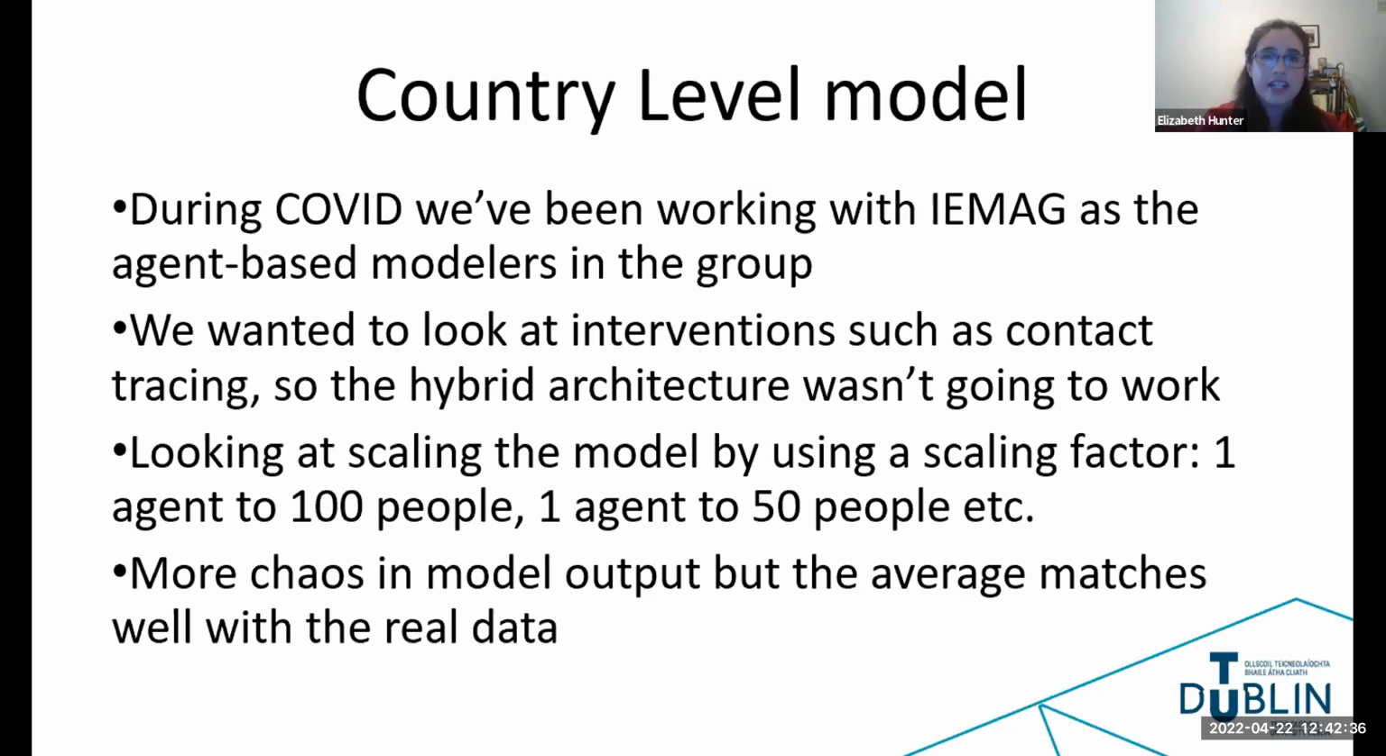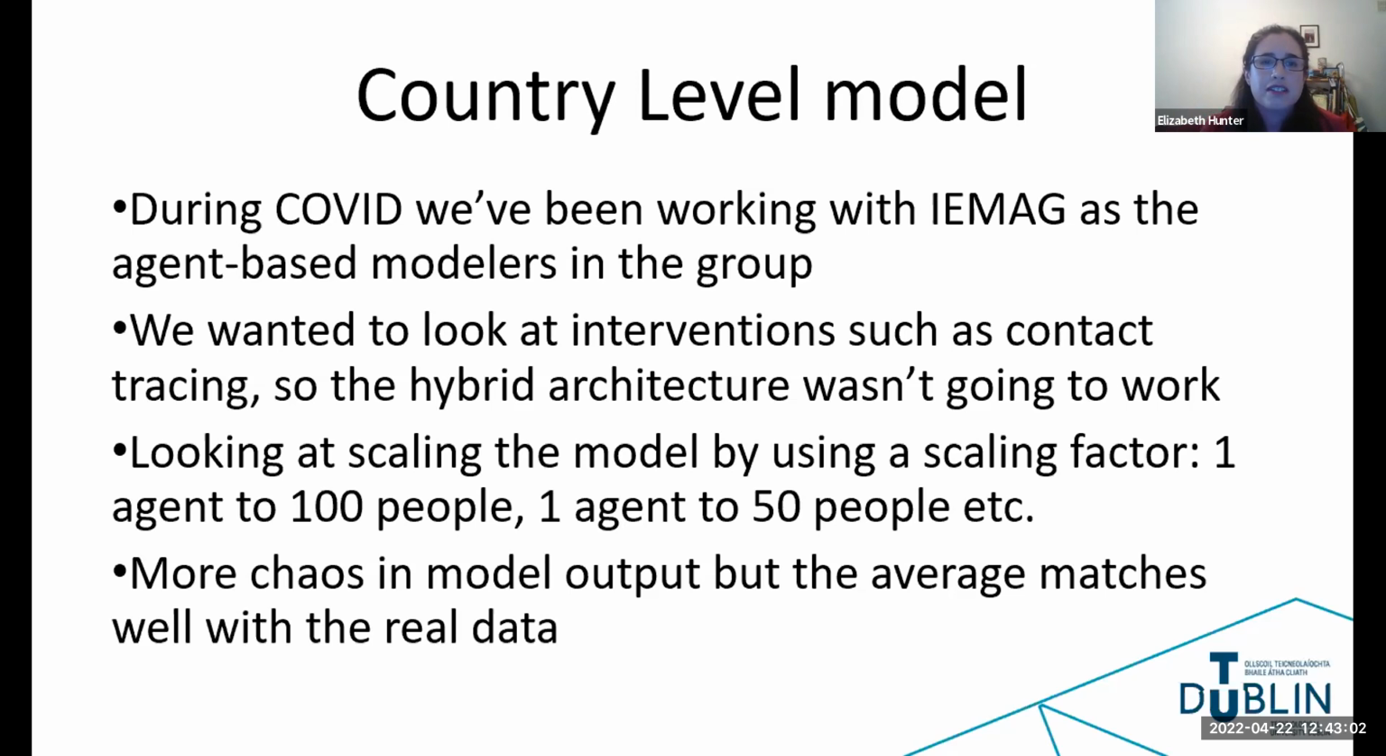But a fully agent-based model is really well suited to looking at contact tracing because you can see that agent A infected agent B, and if we tell agent B to isolate, are they not going to spread it anymore, or if they don't isolate, how many cases do we see? So that hybrid architecture wasn't going to work, and we wanted to find a way to run our model without using an exorbitant amount of computing power and memory.